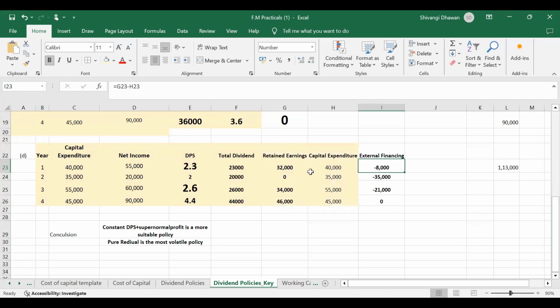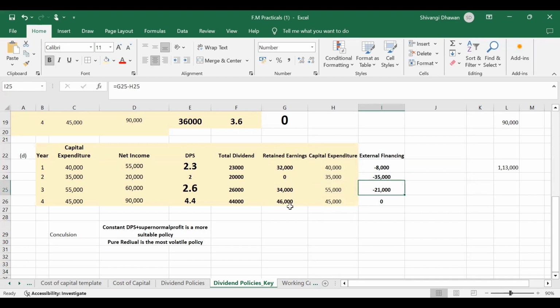Then external financing. Now we have the retained earnings of 32,000 after we have paid the dividend, and we have to make the capital expenditure of 40,000. So we are 8,000 less. So we need to raise this particular amount of 8,000 by way of external financing. So this is how we have solved this, and we came to this conclusion. Then here we need to raise the whole figure of 35,000 as external financing. Here also 55,000 minus 34,000, 21,000 we need to raise from external financing.